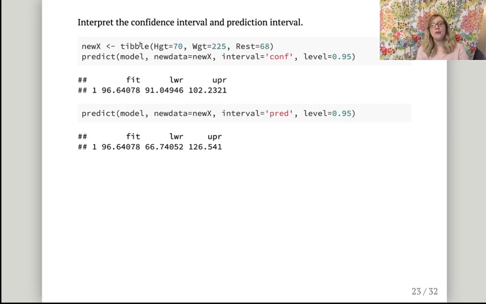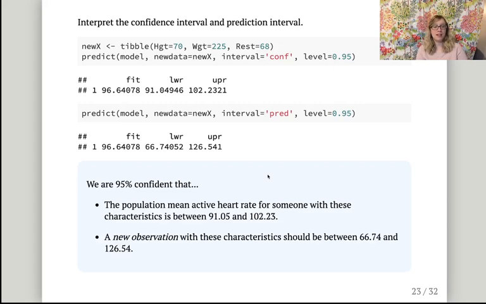We'll then predict. For our model, our new data is this new x tibble. We can calculate either a confidence interval or a prediction interval. If you notice, the difference between the lower limit and the upper limit of these intervals is pretty dramatic.